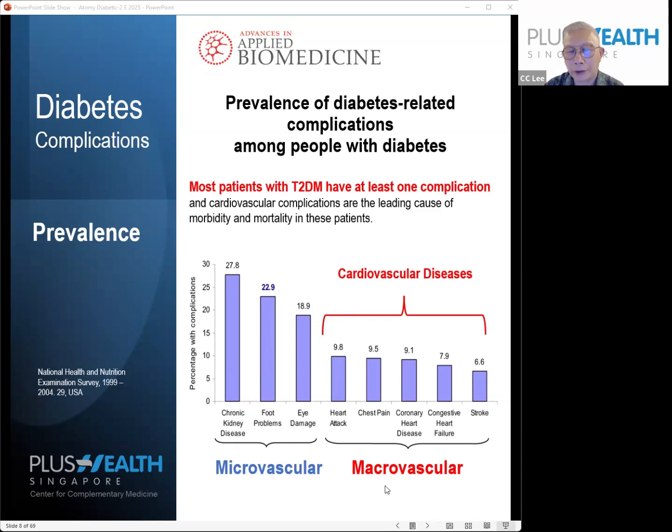Then the large blood vessel complications mostly fall into the cardiovascular disease category, like heart attack, chest pain, coronary heart disease, congestive heart failure, and stroke. We will also be touching on these cardiovascular diseases shortly.